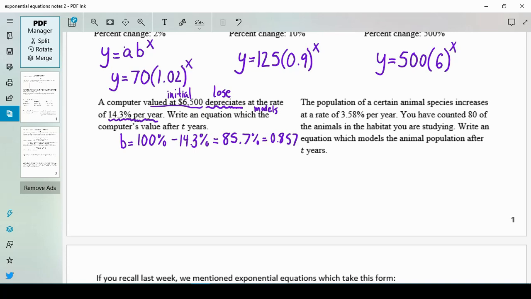So we know the b value, we know the initial amount, so now it's just a matter of writing our equation. So this will be y equals 6,500 times 0.857, and instead of to the x power, this is saying after t years, so we're going to raise this to the t power. Okay, so for this last example, I want you to do the same thing we've done for the other ones. Take a read, look at it, see if you can figure out what the equation is going to be. Once you've done that, go ahead and press play, and we'll check your answer.